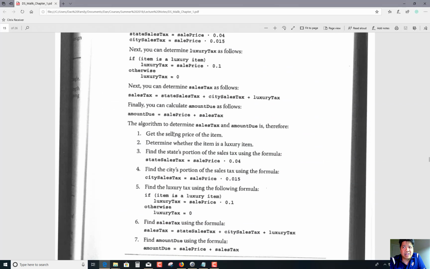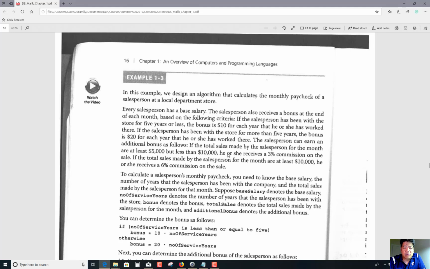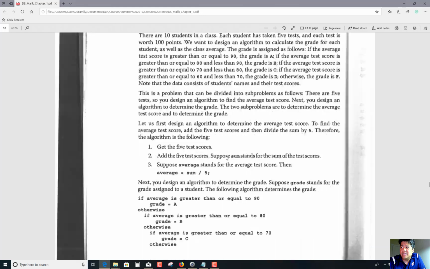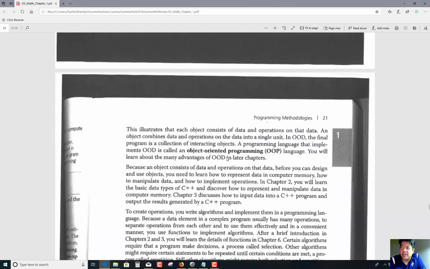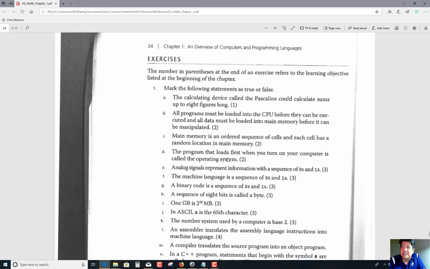They break it down to get the sales price, and to get the luxury item and all the stuff with it. So I'm not going to walk you through this. What I would like to do is take it directly to the end of the chapter and go over some of the exercise problems with you, and some of the stuff that you're going to see coming across. So for example, this is page 24 in your D.S. Malik, Chapter 1.